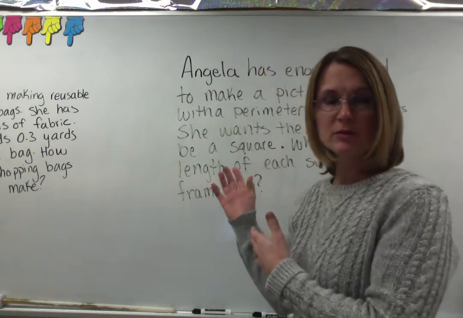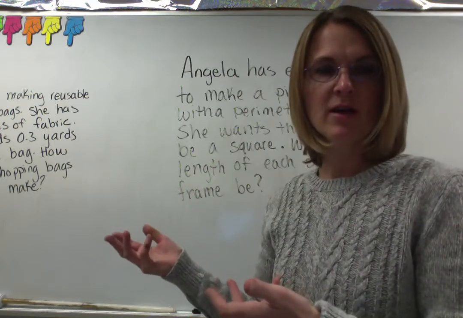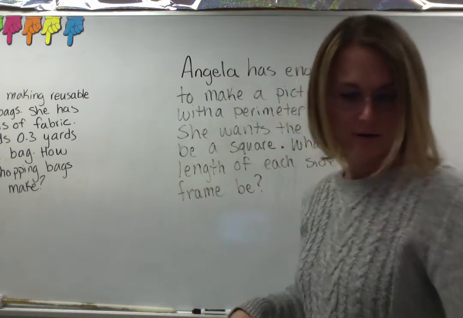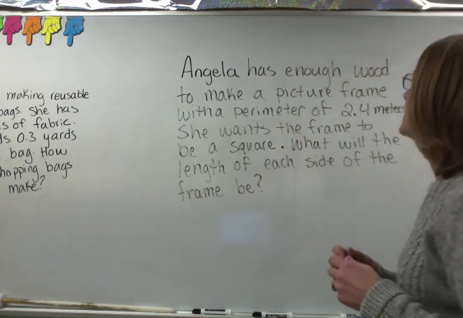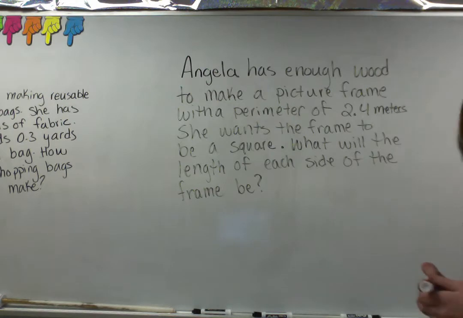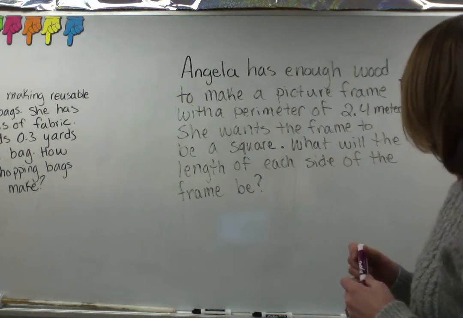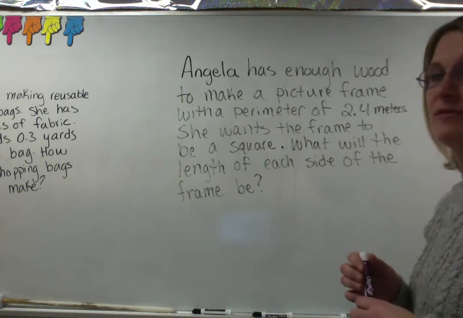So the first thing we're going to do is break down this problem together, figure out how we're going to solve it, and then I'm going to show you how to use the models to solve it. So let's start here. I'm going to get my marker so I can code my problem. Angela has enough wood to make a picture frame with a perimeter of 2.4 meters, or 2 4/10 of a meter. She wants the frame to be a square. What will the length of each side of the frame be?